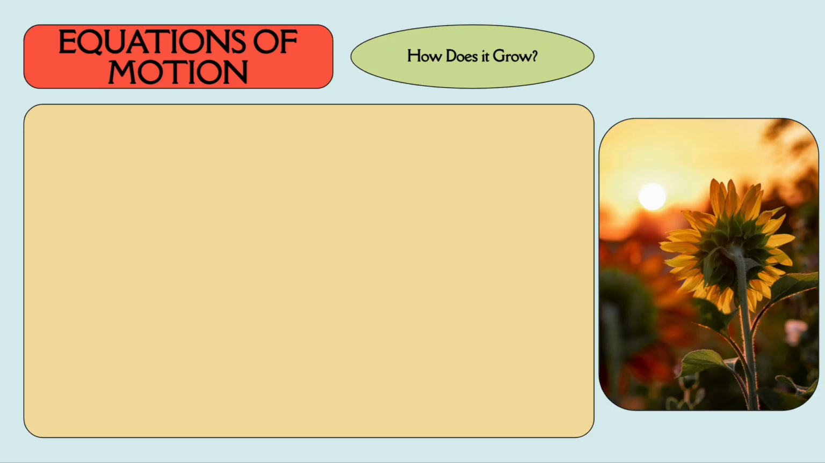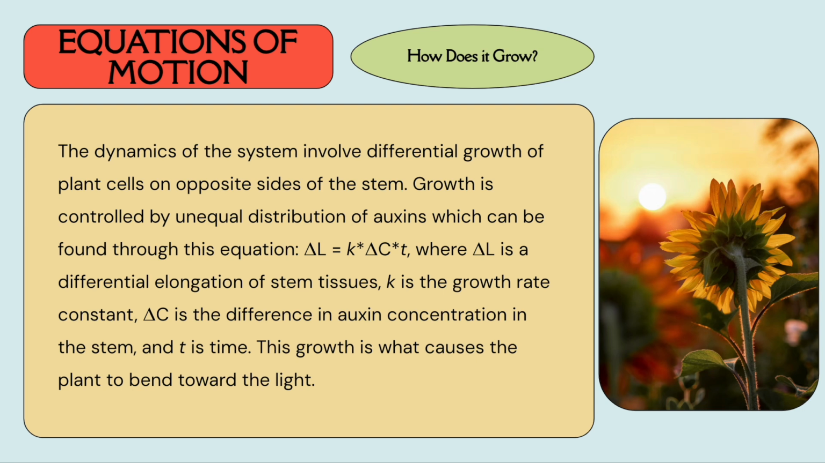For equations of motion and how it grows, the dynamics of the system involve a differential growth of plant cells on opposite sides of the stem. Growth is controlled by unequal distribution of auxins, which can be found through this equation: delta L equals K times delta C times T, where delta L is the differential elongation of stem tissues, K is the growth rate constant, delta C is the difference in auxin concentration in the stem, and T is time. The growth is what causes the plant to bend toward the light.